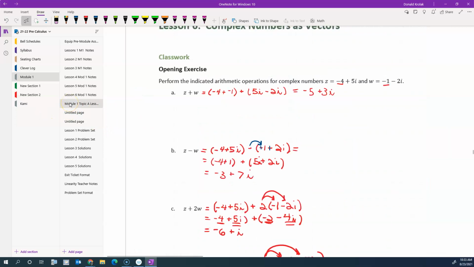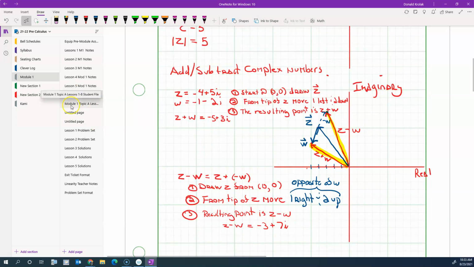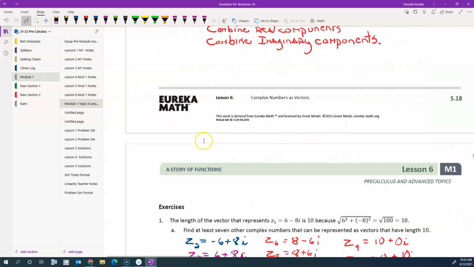All right, so let's try. Can I move it? We got it? Okay, all right.